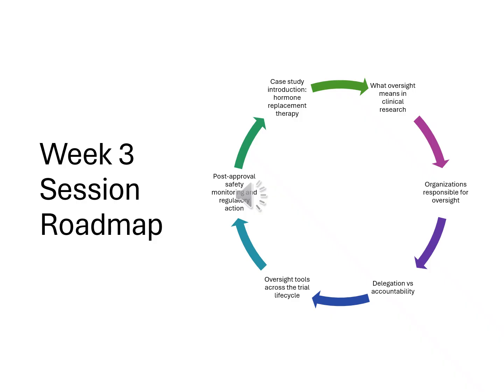Next, we will spend time on one of the most important professional concepts in clinical research, the difference between delegation and accountability. Many responsibilities can be delegated, but accountability often cannot be transferred. We will then review practical oversight tools used in the real world, including oversight plans, monitoring plans, risk tracking, issue escalation pathways, audits, and corrective and preventive action planning. Finally, we will connect these concepts to the hormone replacement therapy case study. The goal is to build a foundation for your Week 3 assignment, where you will write an executive oversight analysis.